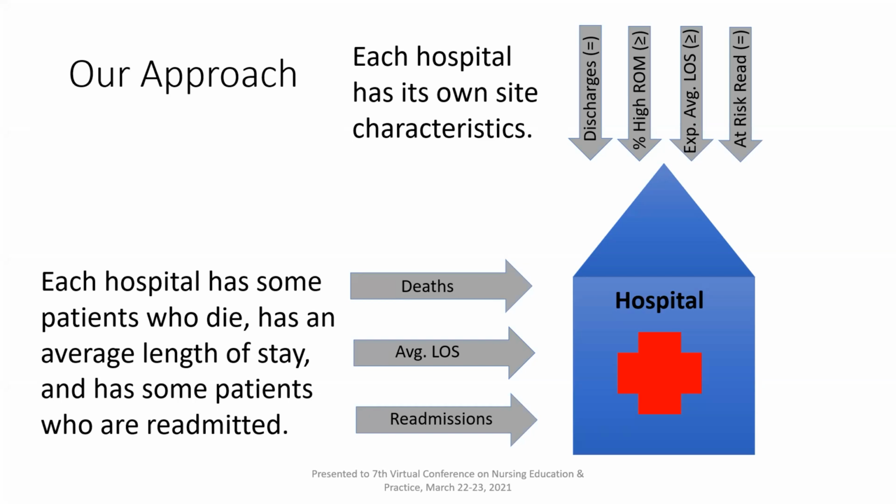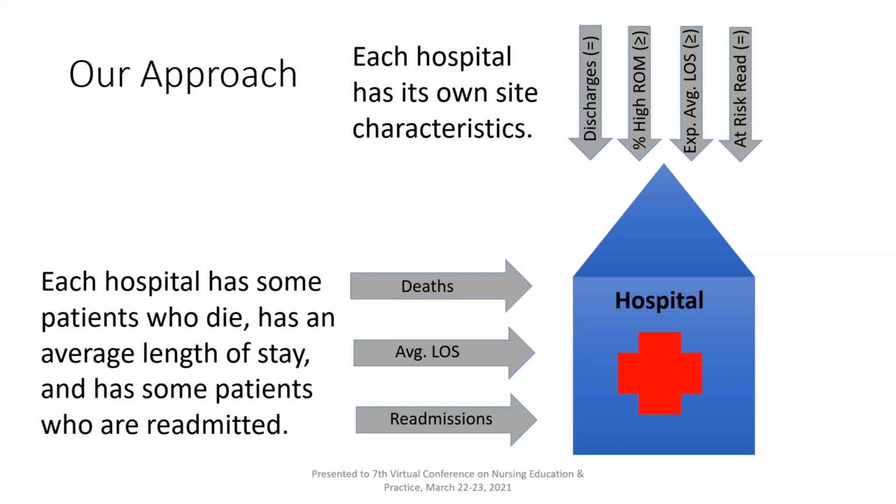But we also want to look at site characteristics. And so we're going to provide a performance frontier, and there will be target hospitals that are performing very well. But we realize that there are other things going on in hospitals. So the site characteristics will be discharges, the percent of risk of mortality that is either extreme or major, the expected average length of stay, and we're going to look at patients that are at risk for readmission.